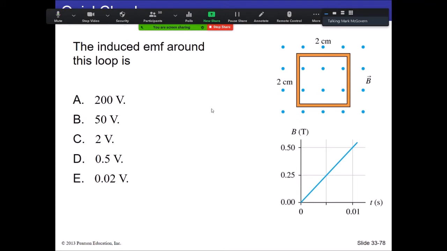I don't think so. It is E. Now, if you said B, you did something right. You figured out the slope of the line. Slope of the line is 50, so that would be a dB/dt of 50 Tesla per second. But you're not done. You'll need to multiply that by the area to get the change in the flux. So multiplying by the area gives you the 0.02 volts.